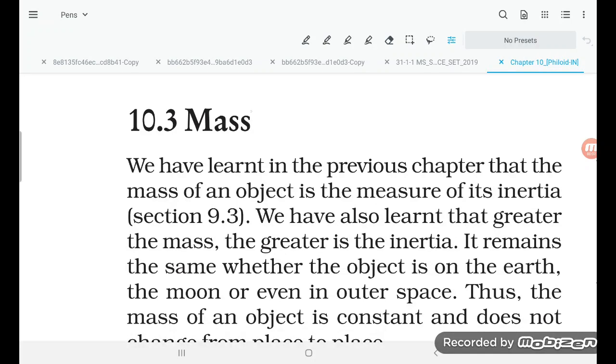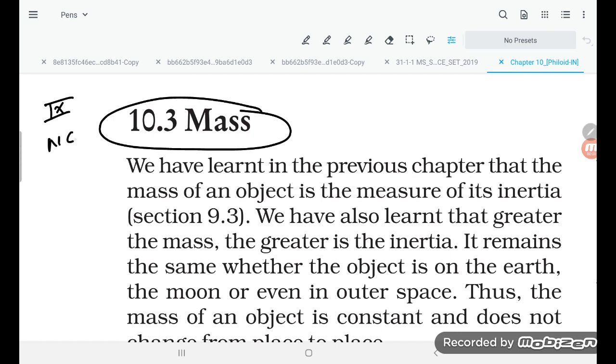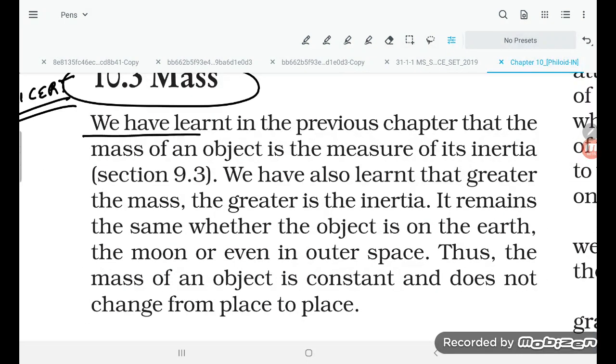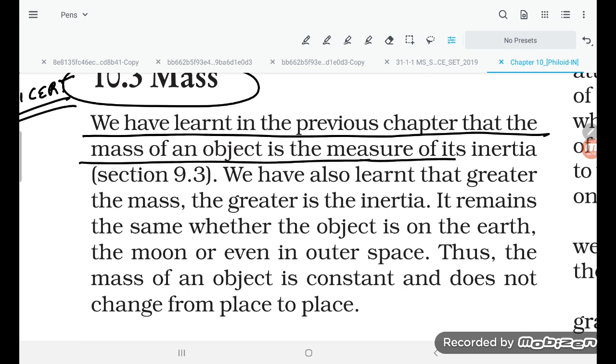Hello students, let's try to understand the mass. This is from the 11th NCERT science book. Now students, when you talk about the mass, we have learned in the previous chapter that the mass of an object is the measure of its inertia, section 9.3.